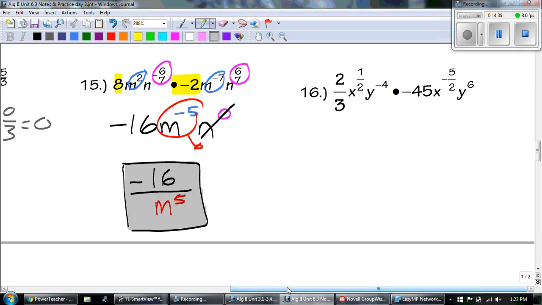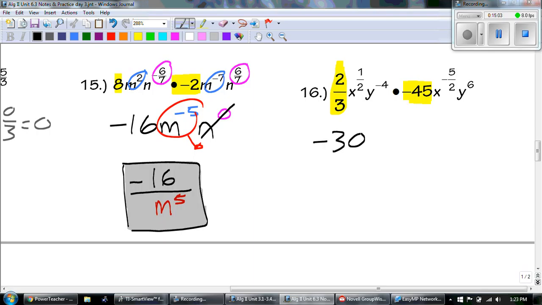All right, and finally, number 16. Okay, so once again, we take care of the coefficients first. 2/3 times -45. What'd you get? Well, I hope you got -30. That's what I got.